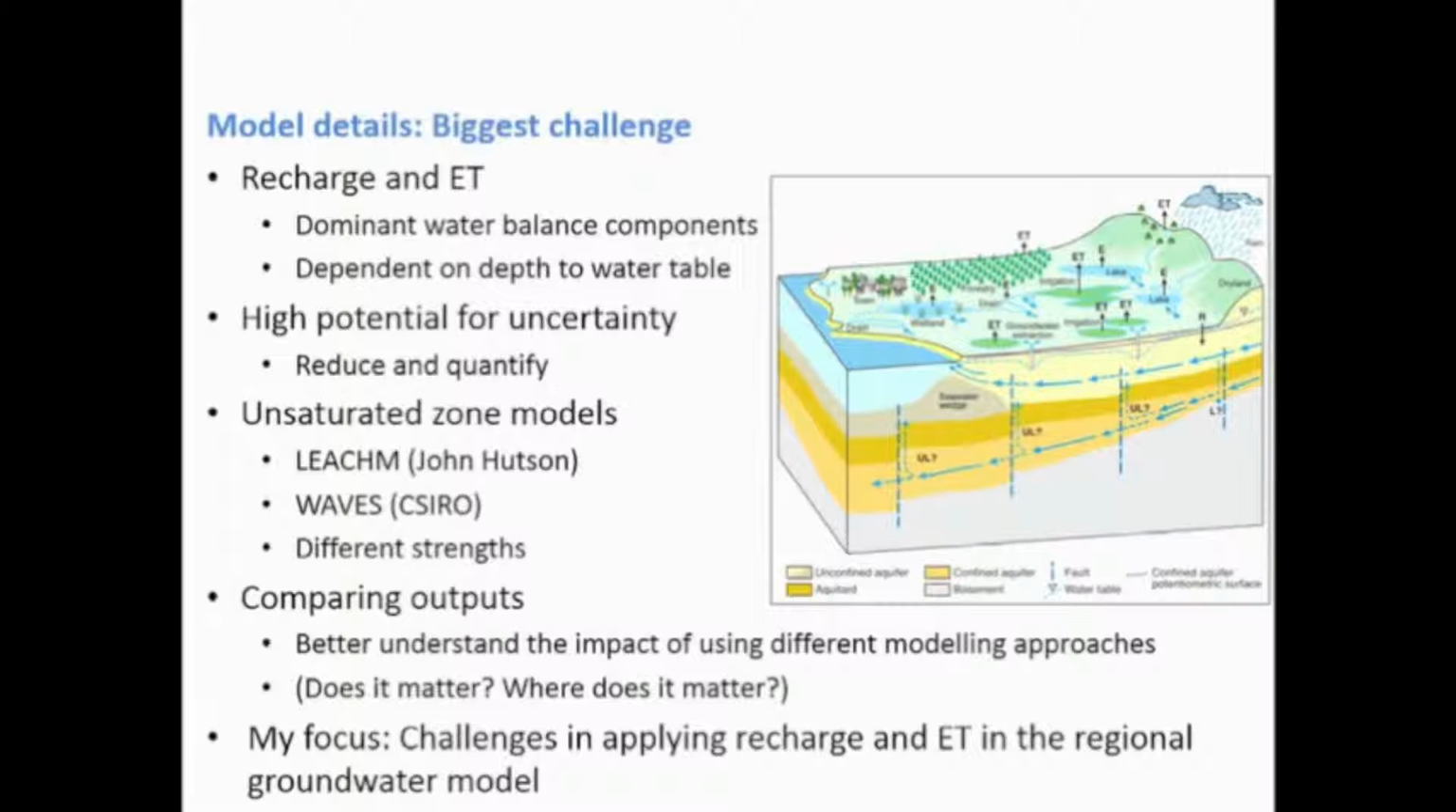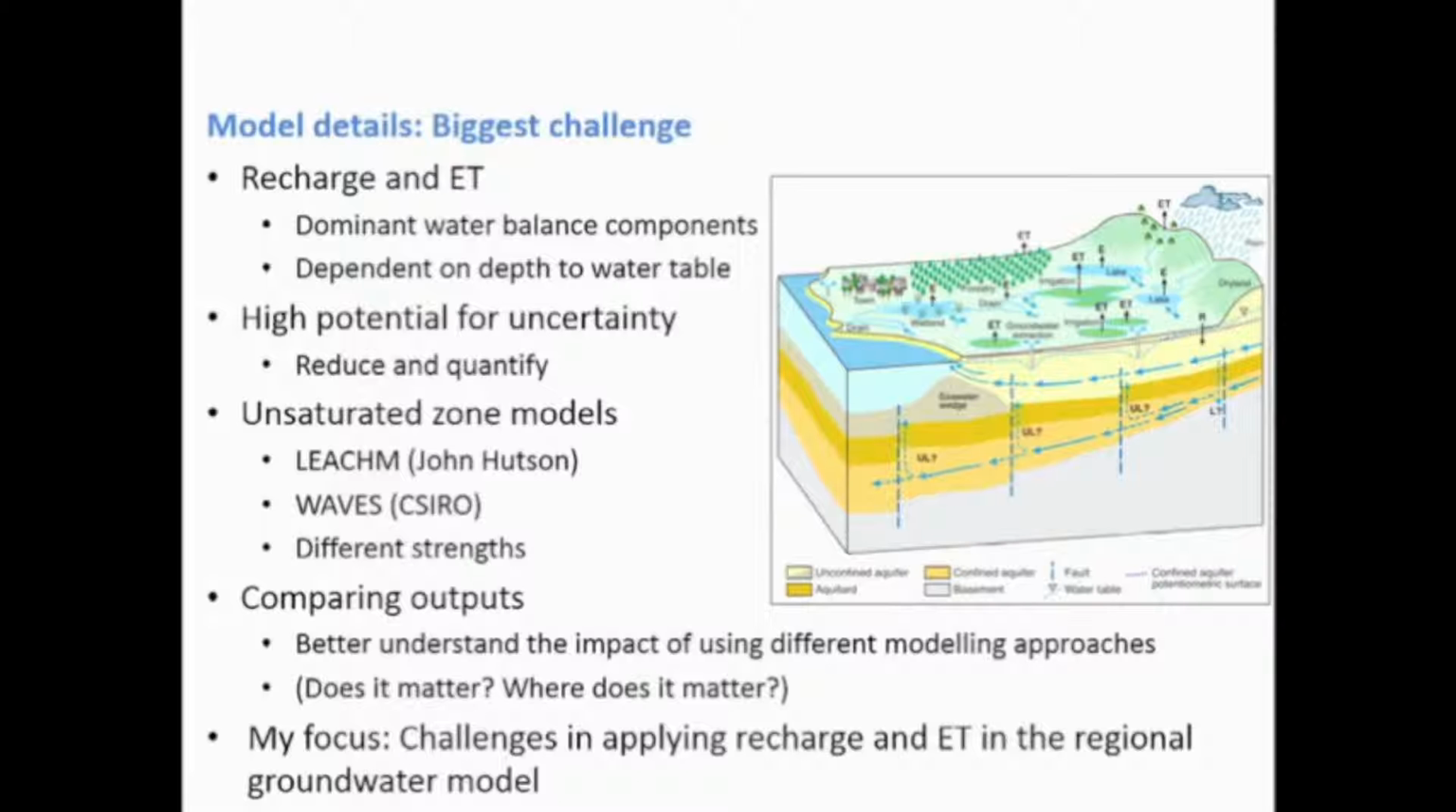As you'll see, recharge and ET are dominant water balance components in the southeast, and they're dependent on depth to water table. There's a high potential for uncertainty when we're modelling recharge and ET in the southeast, and we've spent a lot of time and effort trying to reduce and quantify that uncertainty.